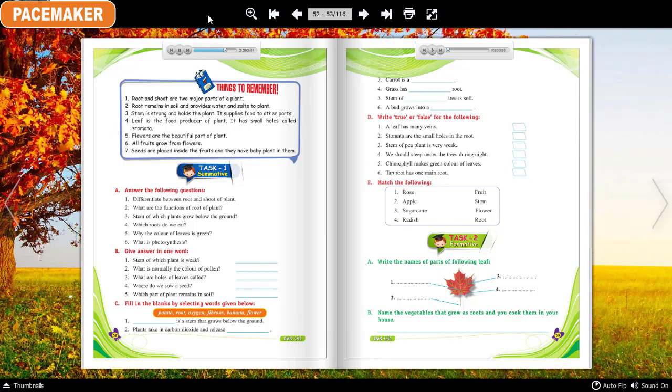Task 1. Summative. A. Answer the following questions. B. Give answer in one word. C. Fill in the blanks by selecting words given below.